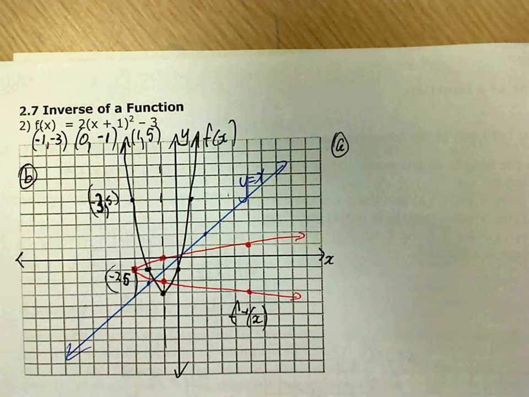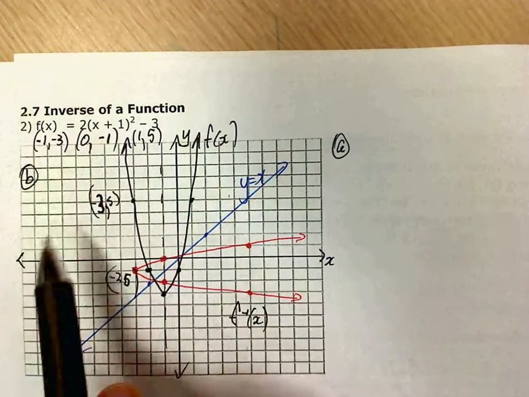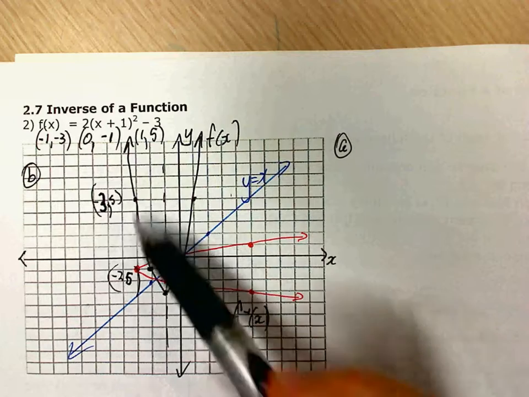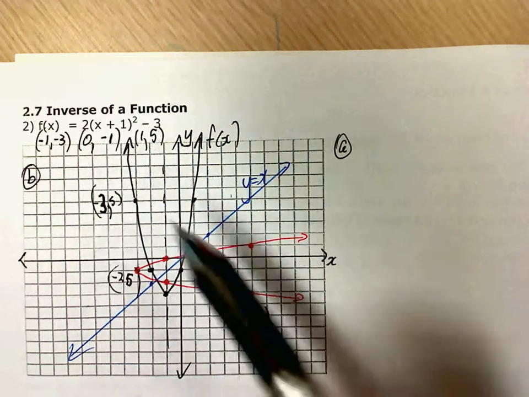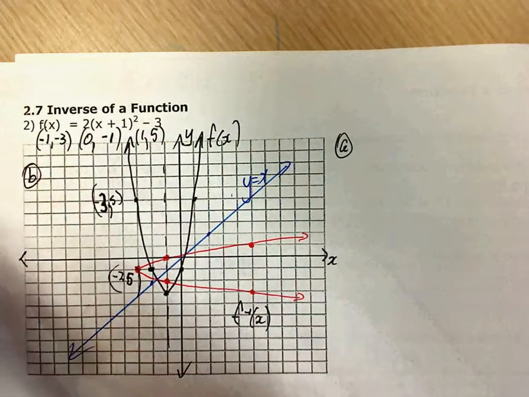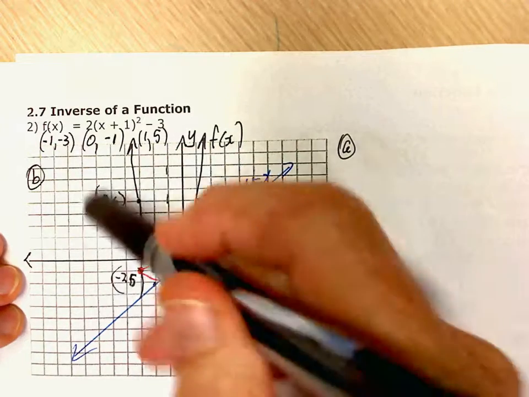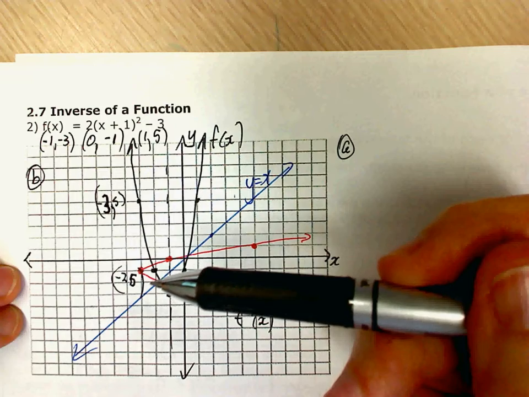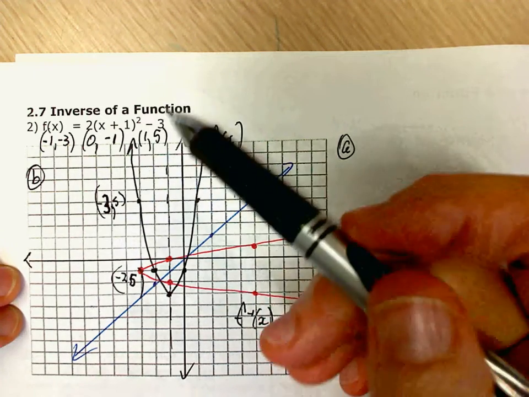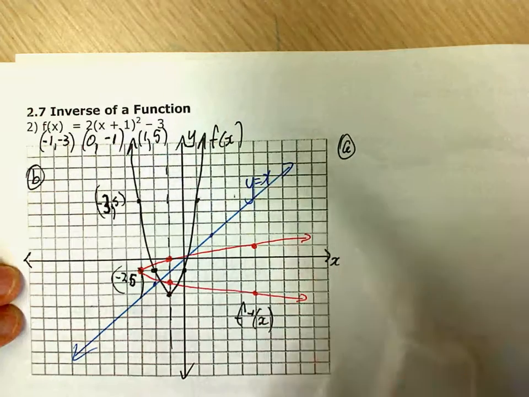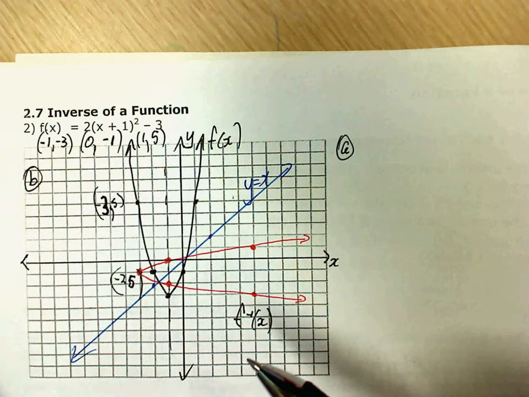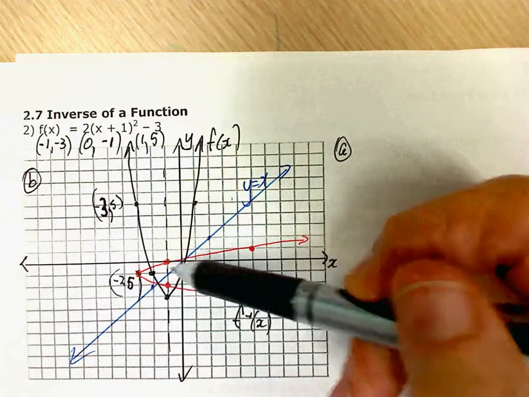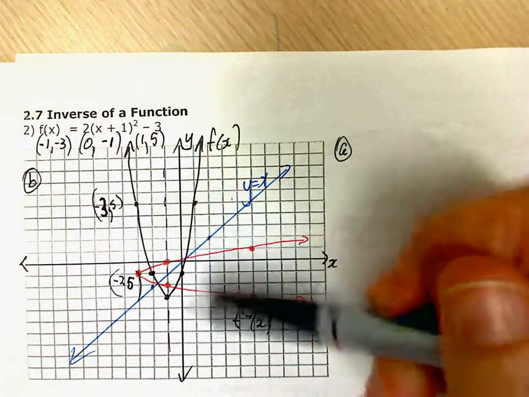The red graph, I used 1, 2, 3, 4. I used all of them, all the ones I listed here. See, these points are from f of x, so I just flipped them. So I used that point, I used that point, I used that one, I used that, and I just flipped it.